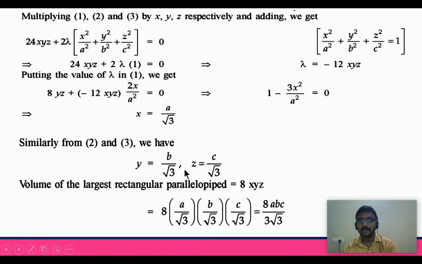But we have to find out the largest volume. Hence the required largest volume is 2x into 2y into 2z, that is 8xyz. So that is 8 into xyz. The values are replaced here. Thus, multiplying these, we will have 8abc by 3 root 3, because root 3 into root 3 into root 3 is 3 root 3. So it is the required max value of the largest parallelepiped, which can be inscribed in the ellipsoid.